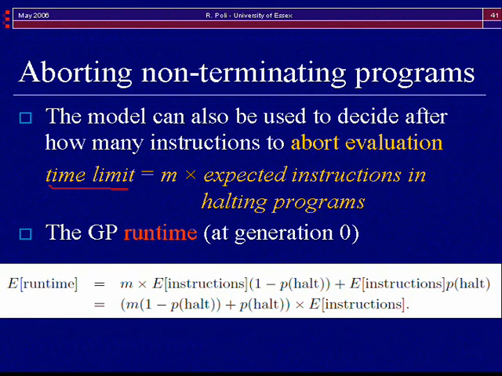Well, the theory, the Markov chain, can tell us, because we can calculate the expected number of instructions that a halting program would execute, and multiply that by some relatively large number, like 10, for example. Then this new limit would give us a probability of 99.999% that all programs that would halt do so within this time limit. So if we kill a program after this time, we know that we are making a mistake only in 0.0001% of the cases. And of course, through the Markov chain, with this expected number of instructions and the halting probability, we can calculate the expected runtime, at least at the beginning of the run, for a GP system.